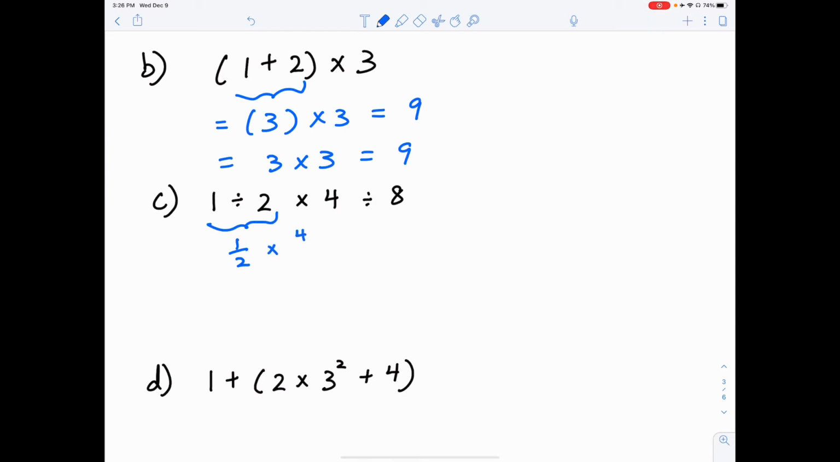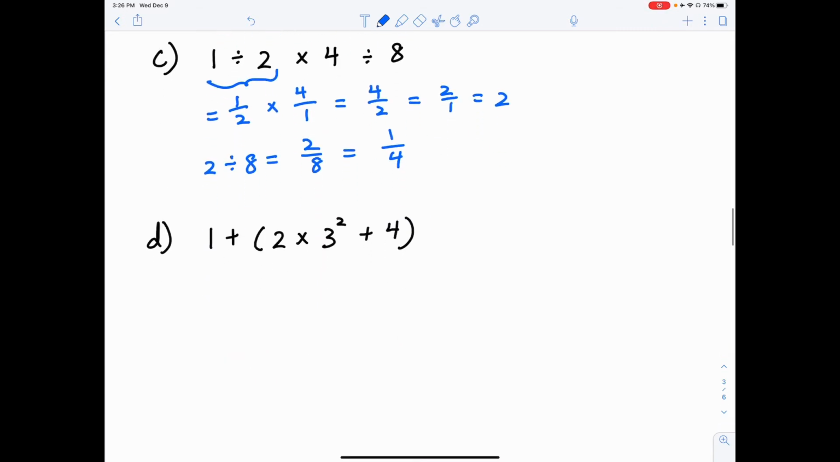Times 4. 4 is the same as 4 over 1. Again, any whole number is just that number over 1 as a fraction. So here we can simplify this part, and we will get 4 over 2, which we can reduce to 2 over 1, which is just 2. We haven't used the divided by 8 part yet, so we're going to do that now. We're going to go 2 divided by 8, which we can rewrite as 2 over 8. And lastly, we can simplify it down to 1 over 4.